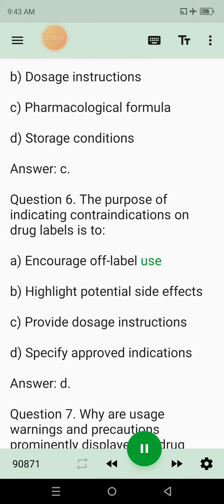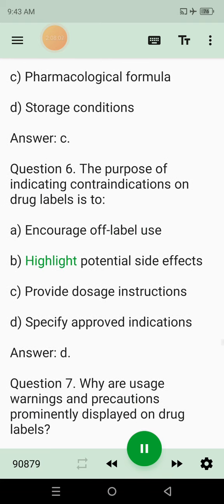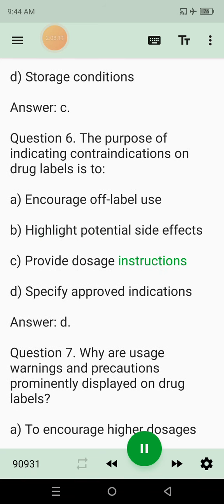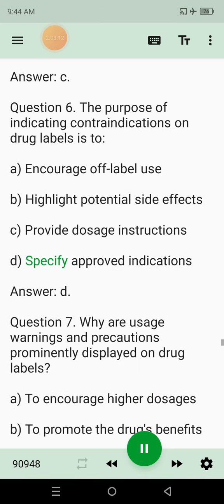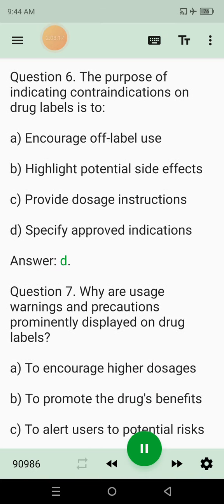Question 6. The purpose of indicating contraindications on drug labels is to A. Encourage off-label use. B. Highlight potential side effects. C. Provide dosage instructions. D. Specify approved indications. Answer. D.